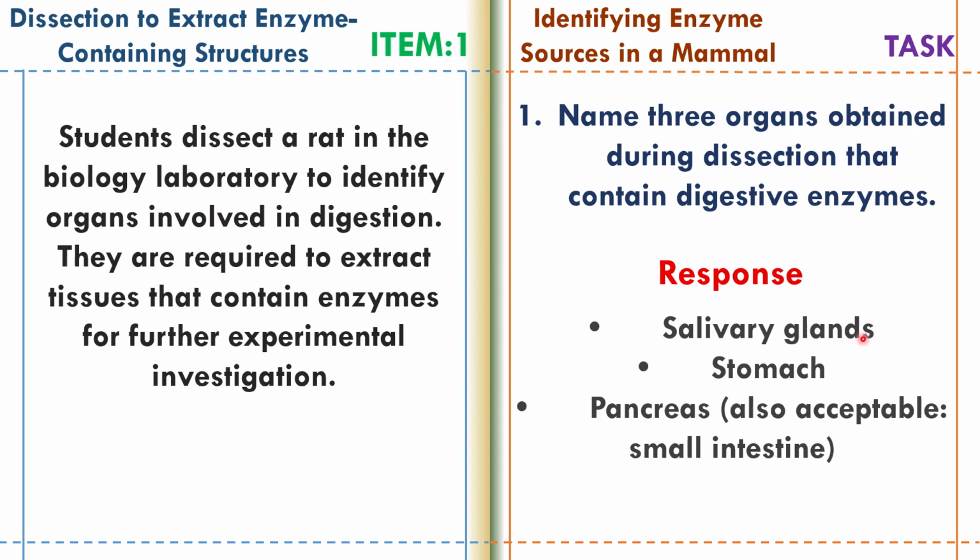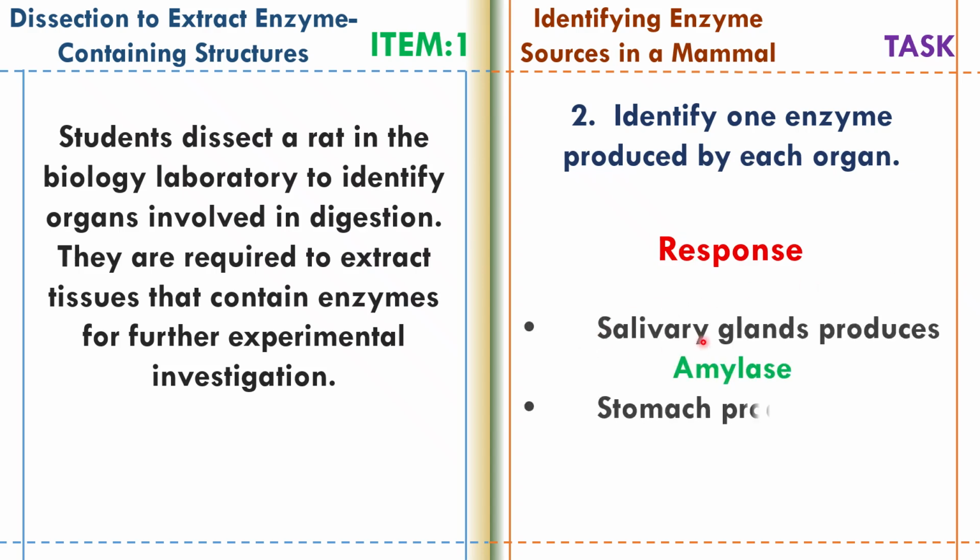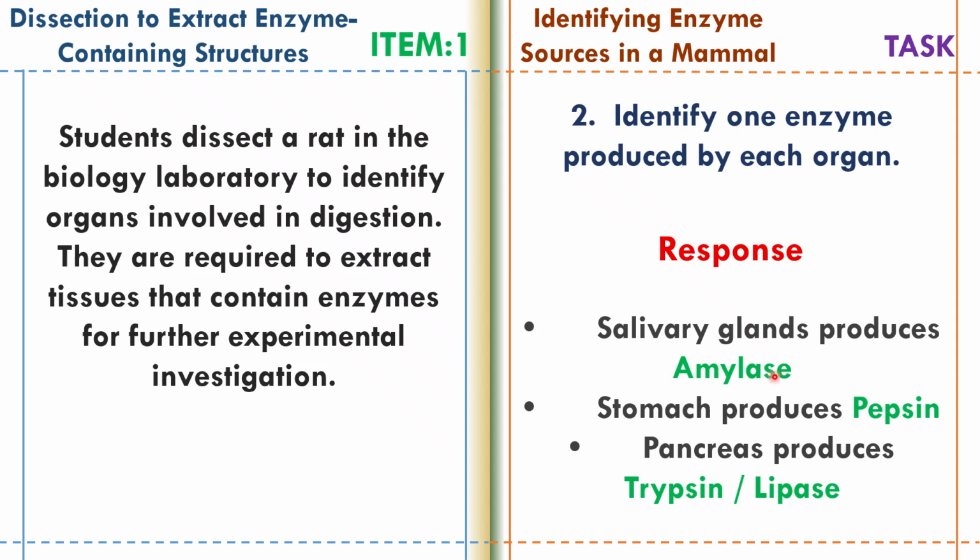Salivary glands, stomach, pancreas, also acceptable, the small intestine. Identify 1 enzyme produced by each organ. Salivary glands produce amylase. The stomach produces pepsin. Pancreas produces trypsin and lipase.